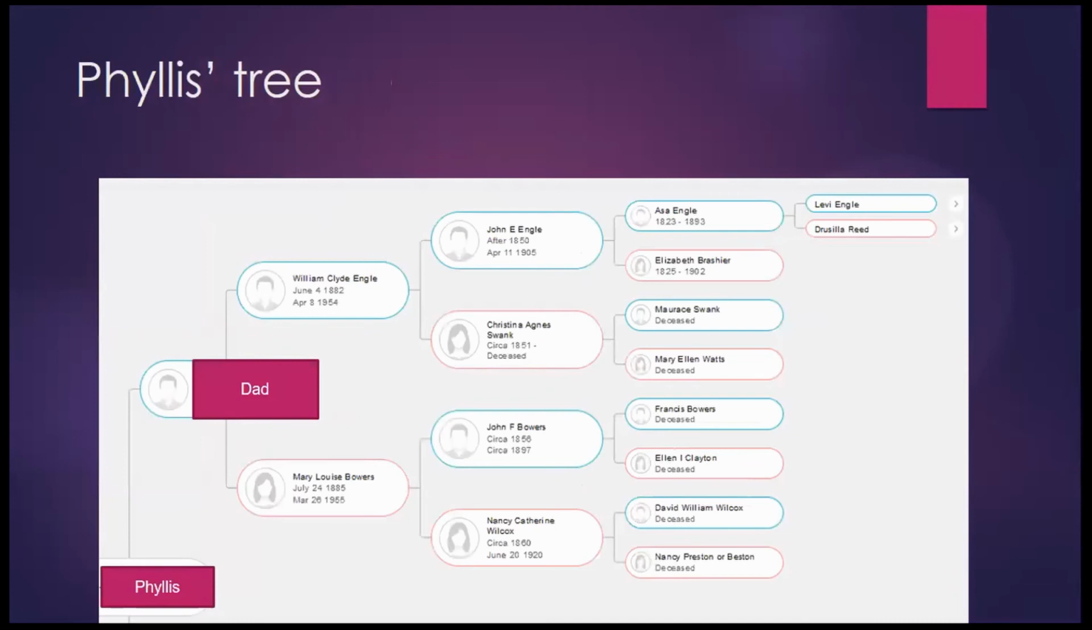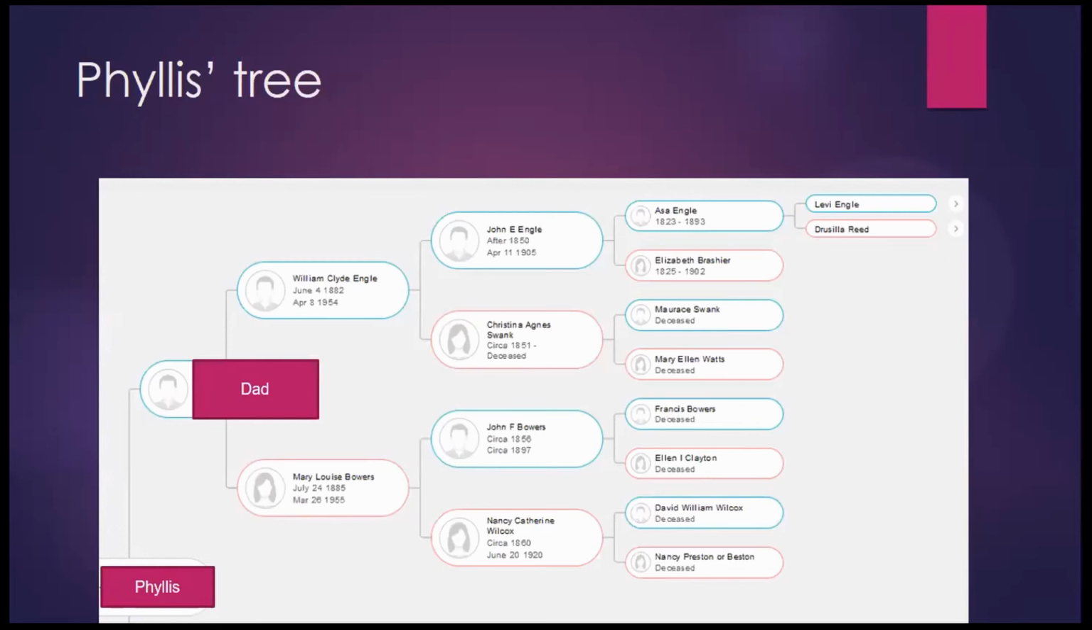Phyllis, now Phyllis had a promising looking tree of over 200 people. But when we look at all these names, none of them ring a bell with us. So this is unfortunate, but this happens. This is very common, right? When you're looking at your matches' trees and you say, well, gosh, I don't see anything there that I recognize. And then you kind of move on.